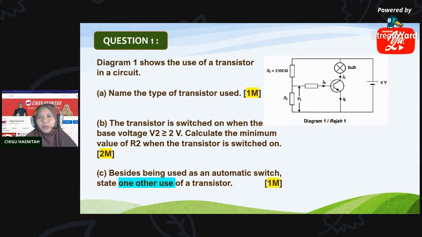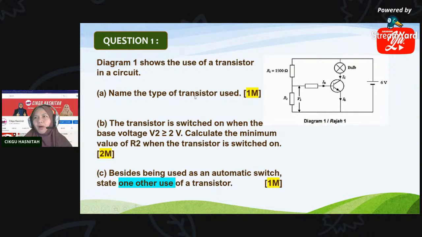May I know, has anybody tried to do question 1 until question 8? Anyone? Anybody have tried this question earlier? Let's check the answer together. If you have done them, you may check your answer, how much you can score, which part you got right, which part you got wrong, and later you can make a correction on them.